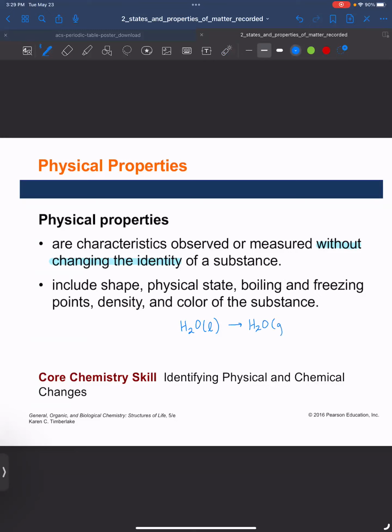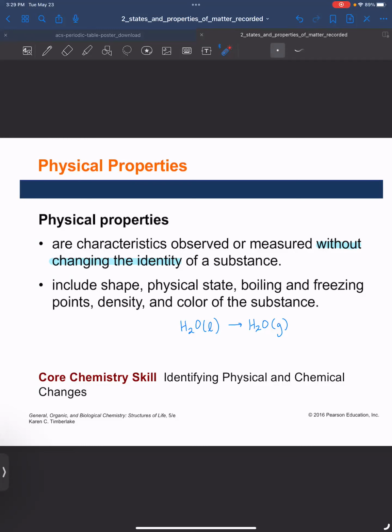So as the water starts boiling, more of the water molecules in the liquid phase turn into a gas. And so notice how the identity of the substance hasn't changed. Water is still H2O. Its identity has not changed one bit. The only thing that changed was its physical state. So this would be an example of boiling water as a physical property. And that will be a core chemistry skill that you develop in my class, is identifying physical and chemical changes.